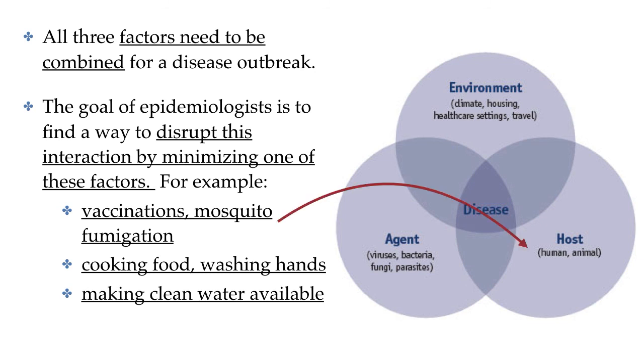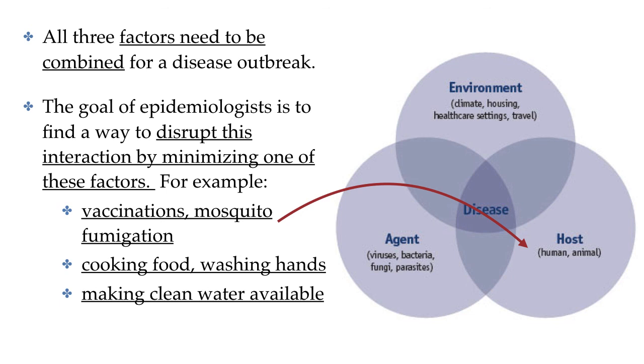So what's happening when you have a vaccination? A vaccination is basically affecting the host. We're making the host less likely to get the disease. So the host being humans who get sick. If you make humans immune to the disease by vaccinating them, then that disrupts that one factor. And so you can still have the right environment and the agent, but without hosts that are susceptible to the disease, then you're going to stop the spread. If the hosts become immune by vaccines, the disease spread is going to stop.